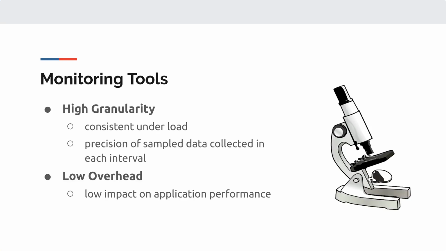So, as Joseph said, the two main requirements for a monitoring tool were high granularity and low overhead. High granularity is achieved through consistency and precision of collection intervals, consistency under medium and high loads, and precision of sample data collected in each interval. Low overhead is achieved through collection having a relatively low impact on application performance and a reduced amount of bias present in the final results from collection.